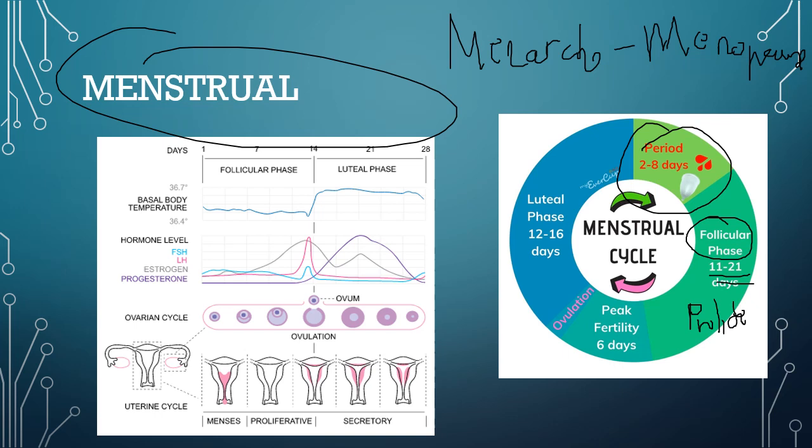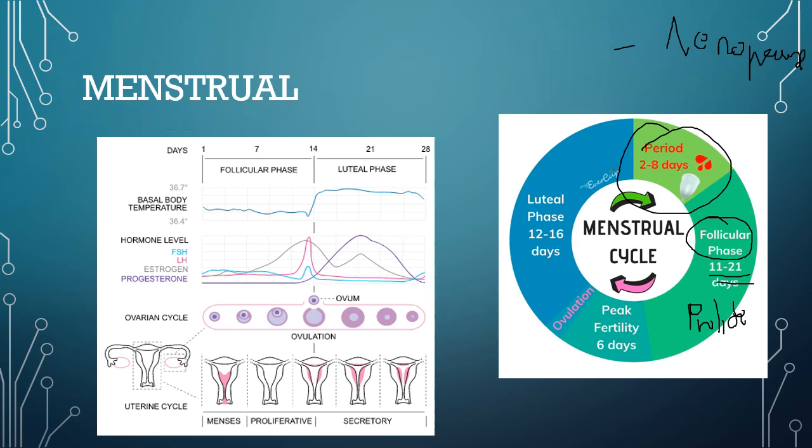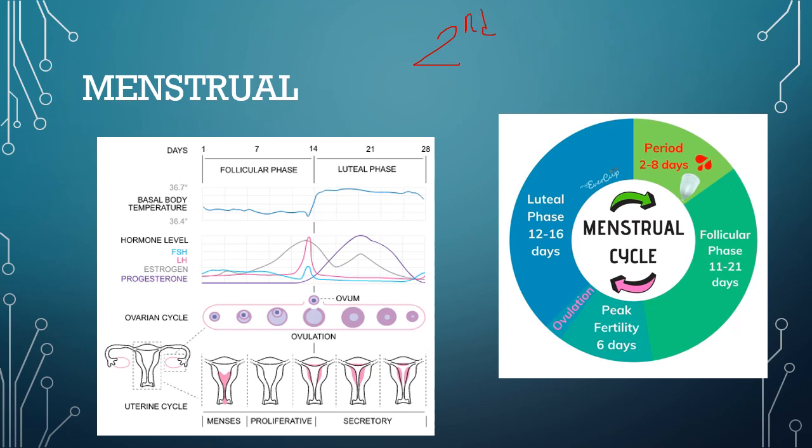If the corpus hemorrhagicum and the corpus albicans persist, there could be chances of conception. There could be chances of pregnancy. However, if the egg remains unfertilized, the new menstrual cycle will start the next month. Suppose your menstrual cycle starts on the 2nd of January, then considering 28 days, around the 1st of February or so, your second cycle of menstruation will occur.